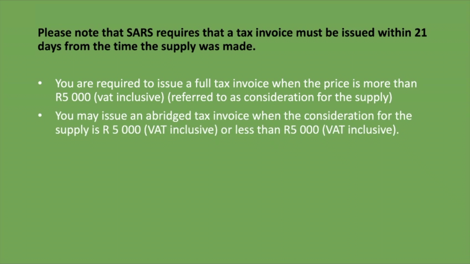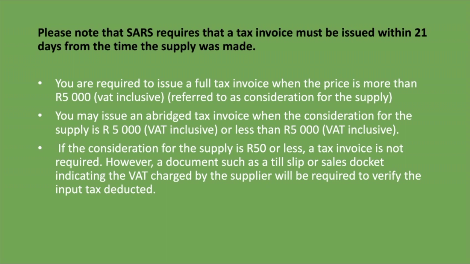You may issue an abridged tax invoice when the consideration for the supply is 5,000 Rand or less. And remember, it has to be inclusive of VAT. So if the total amount inclusive of VAT is 5,000 Rand or less, then you can issue an abridged tax invoice or you can receive an abridged tax invoice, and that would be fine with SARS.